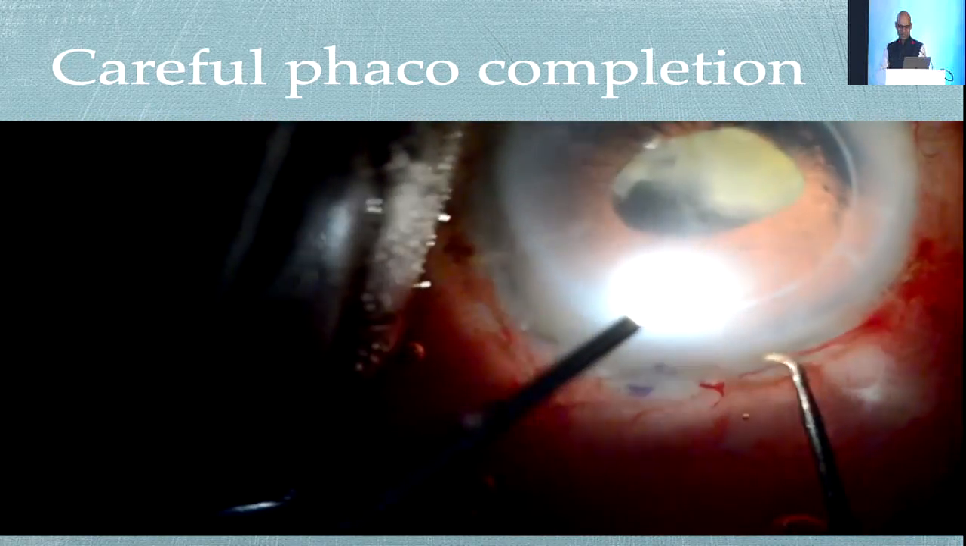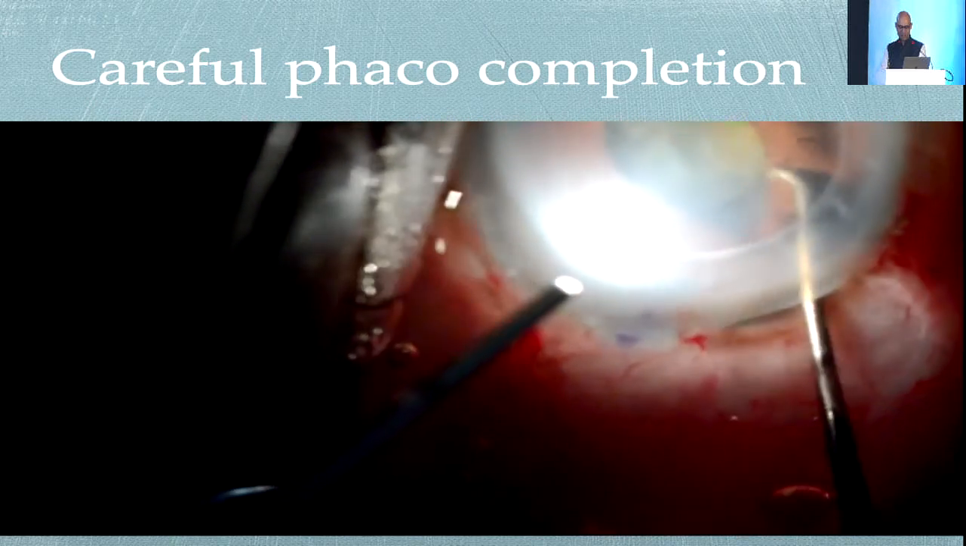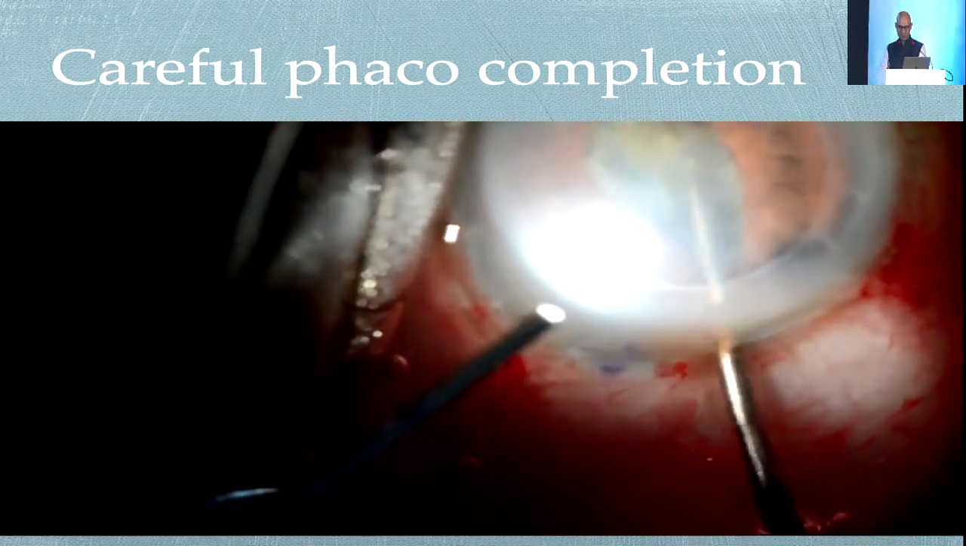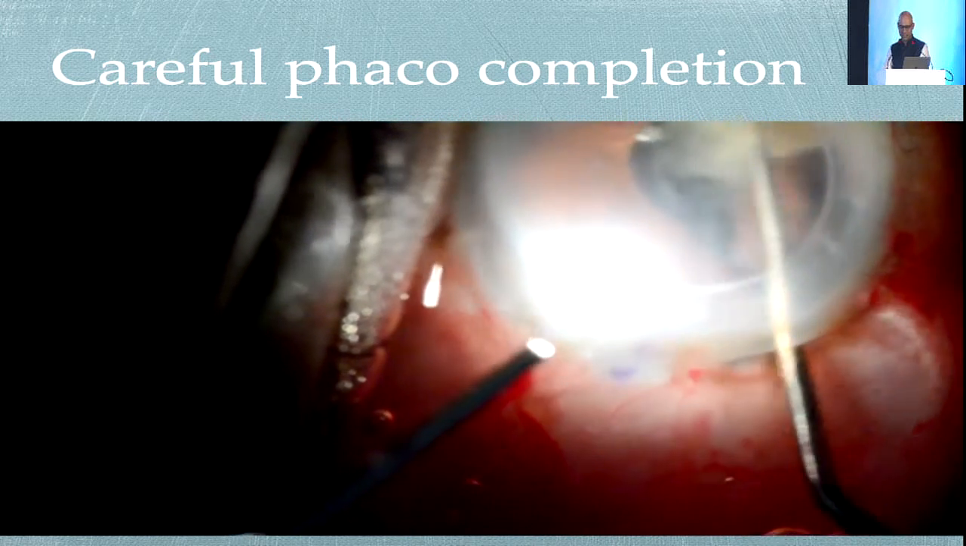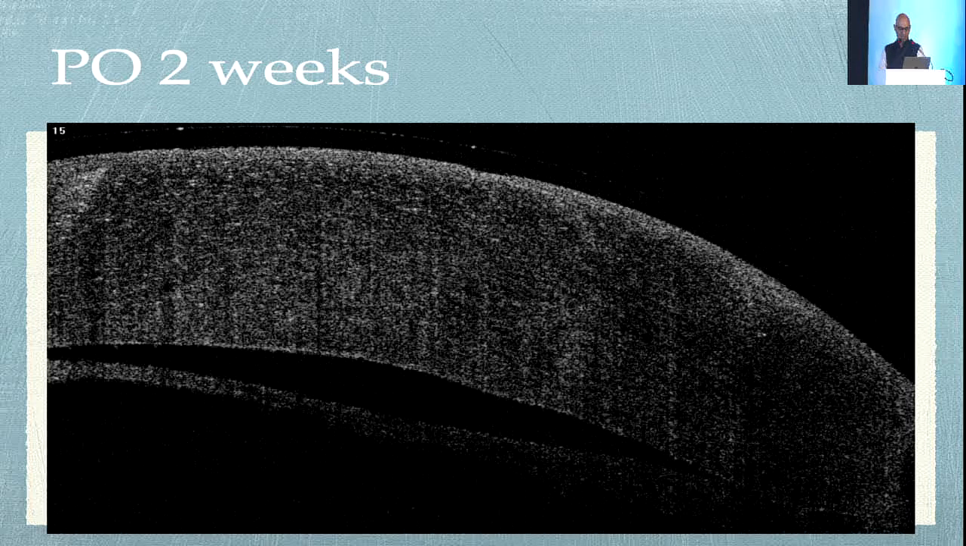And sure enough, I struggled. Finally, I had to put in OVD and had to do a kind of dry phaco step by step, broke it up into pieces, took it out. But in the end, that's what the cornea looked like the next day after a very difficult phacoemulsification, and a nice clear graft. And that's the detached interface.